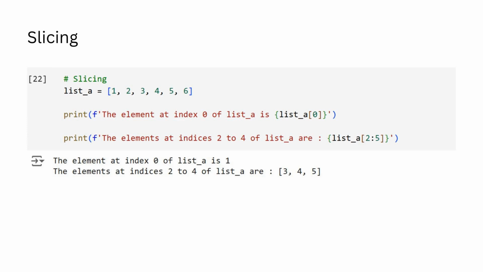Slicing is a way of accessing a subsection of a sequence, such as a list, string, or tuple, by specifying a start, stop, and step. It is a concise way to retrieve parts of a sequence without modifying the original sequence. In Python, index position starts from 0.